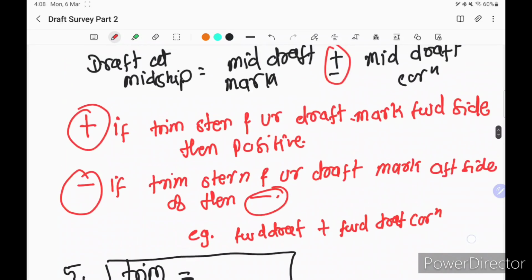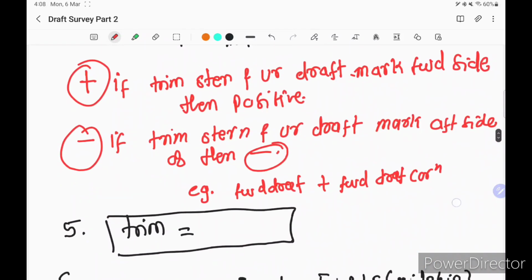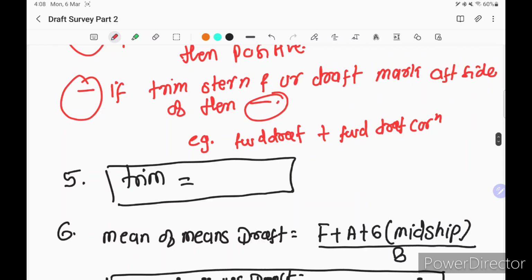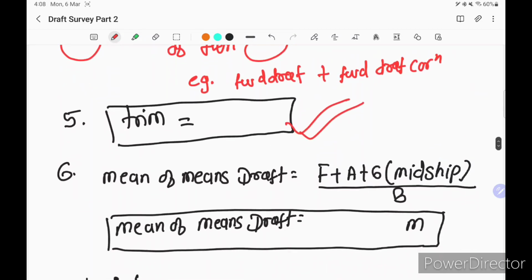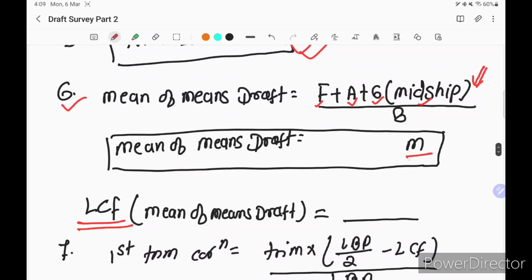Then you will get the forward draft, aft draft and mid draft at the perpendiculars. Then you will again calculate the trim between the draft at forward perpendicular and draft at aft perpendicular. Then step 6, mean of means draft. The formula is F for forward, A for aft, plus 6 midship, divided by 8. You should always learn this formula by heart. You will get the mean of means draft in meters.